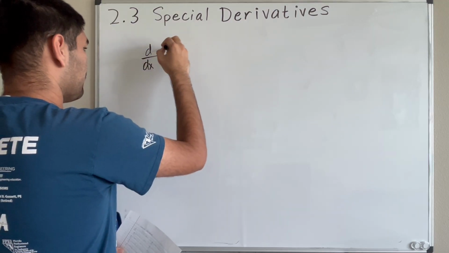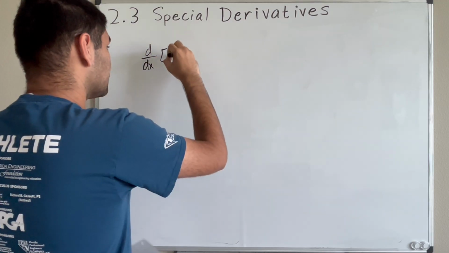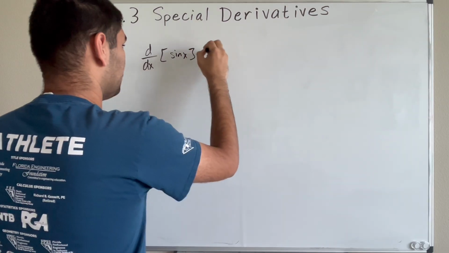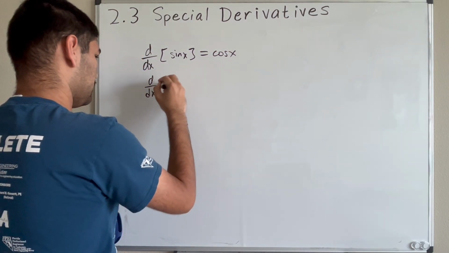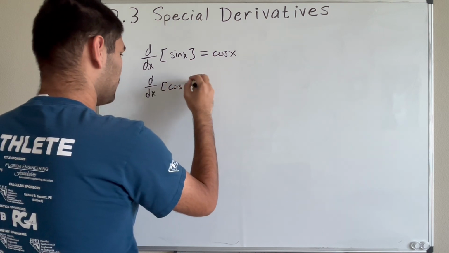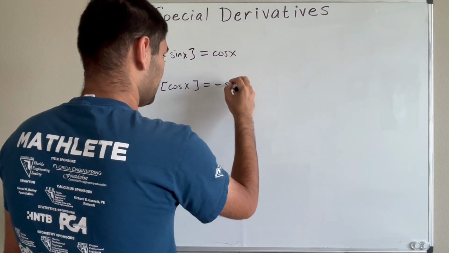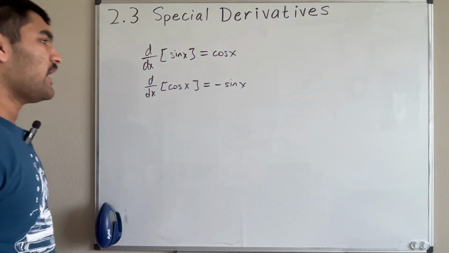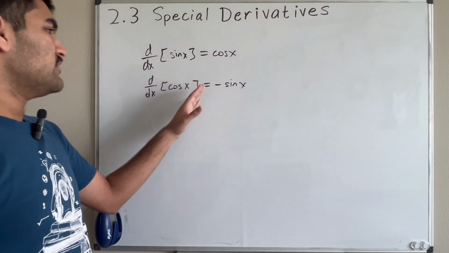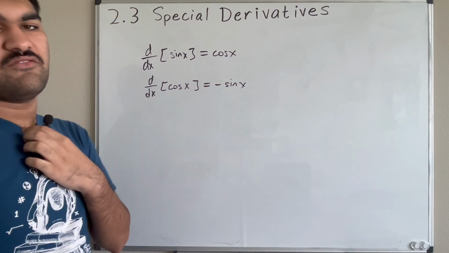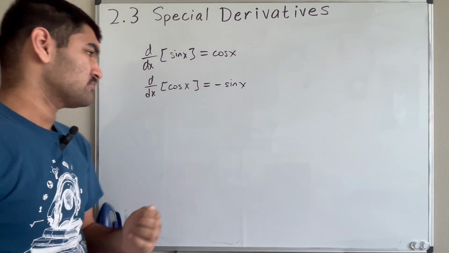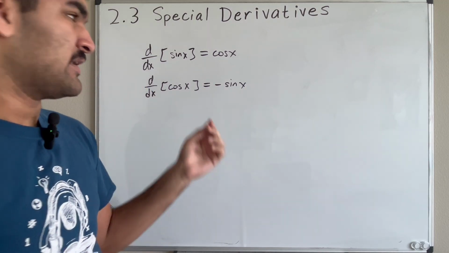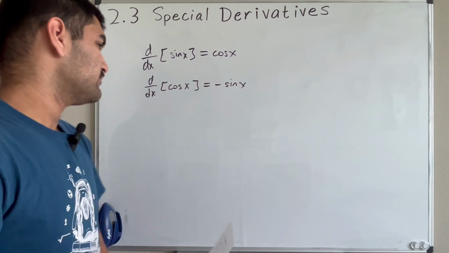So first we have the derivative of sine x. This is equal to cosine x. And then the derivative of cosine x is negative sine x. And again, these derivatives can just follow from the definition of the derivative. So you can try that on your own, or if you want, I can make a video explaining how you get these derivatives.